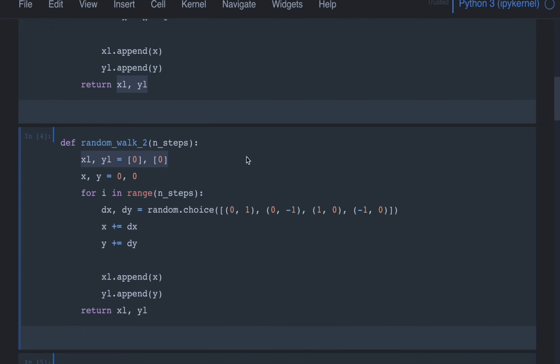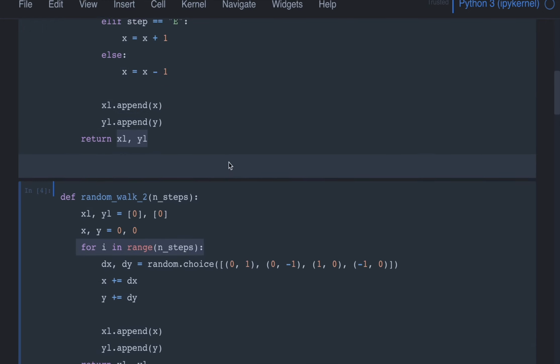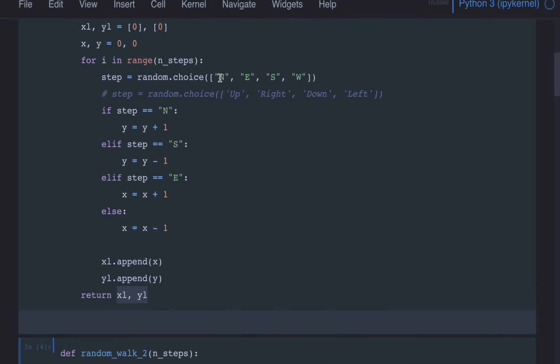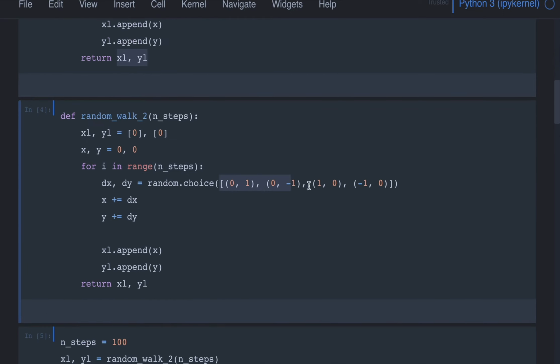These ones to keep track of the movement. And again, we are simulating for n steps. So this time, instead of randomly selecting a string and updating the coordinates, here we are having the delta, I mean the delta x and delta y's, right? For example, the person might move up. If he is moving in the up direction, the x coordinate will remain the same, the y coordinate will increase by 1, right?